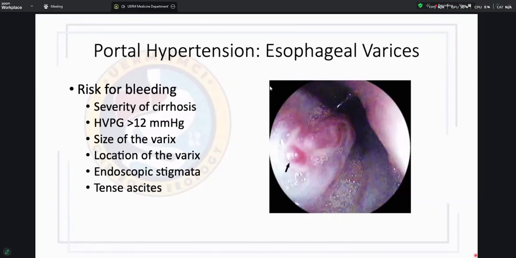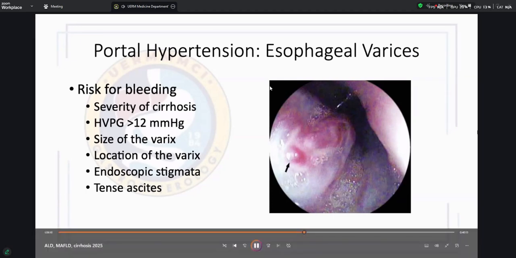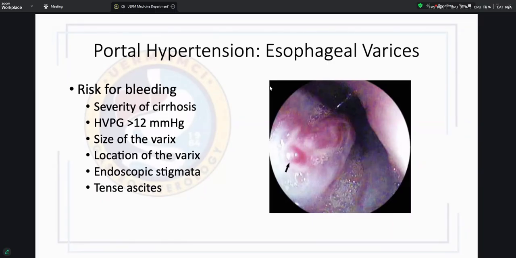Next is endoscopic findings of recent or active bleeding. So we have stigmata of bleeding. We have the red whale signs. We can also appreciate other signs of high risk for bleeding, which are hematocystic spots, diffuse erythema, cherry red spots, or white nipple spots. And then lastly, tense ascites or anything that will increase the intra-abdominal pressure is high risk for gastrointestinal bleeding due to esophageal varices.